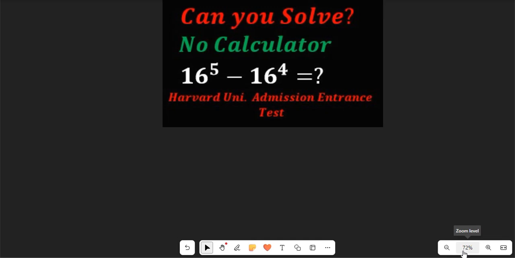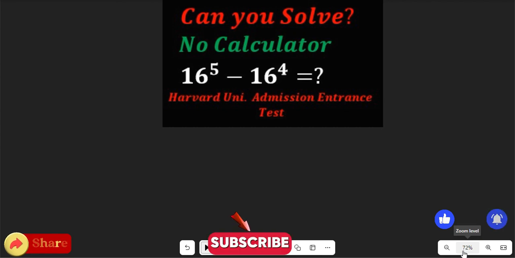What do you do if you are asked to solve this simplification question without the use of a calculator? This is a typical example of a Harvard University admission exam test. We are asked to simplify 16 to the power of 5 minus 16 to the power of 4 equals what? We're asked to solve completely. So we are requested to get the solution to this question. What do we do? Join me as we solve this question together without the use of a calculator.